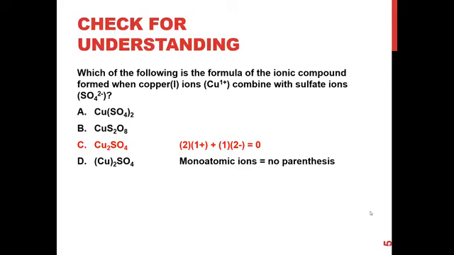You might notice that the only difference between the correct response, C, and an incorrect response, D, is that in the incorrect response, there has been parentheses placed around the copper. Monoatomic ions do not utilize parentheses. If you place parentheses around monoatomic ions, that formula is incorrect. This is why C is the correct answer and D is incorrect.